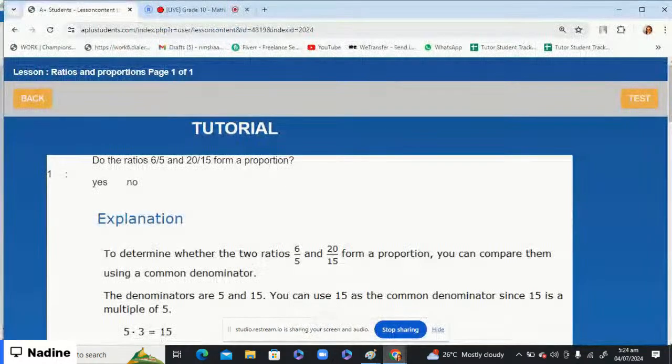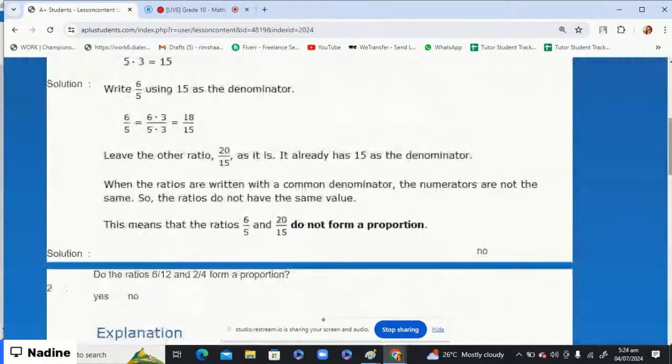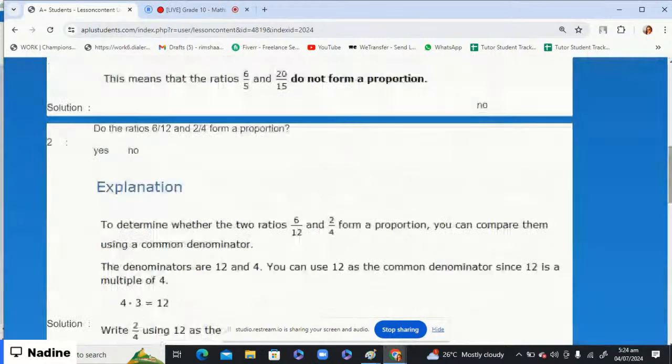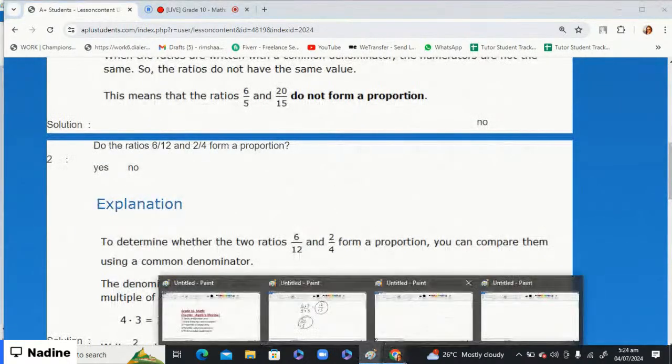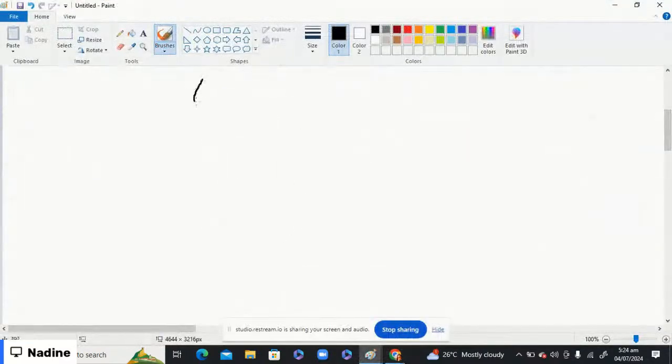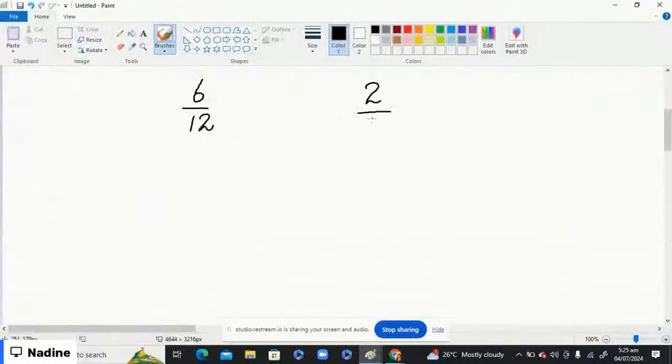Okay, let's do the next one, 6 by 12 and 2 by 4. So let's check it out. We write 6 by 12 and 2 by 4. Are these ratios proportions? So how can we check? We can check it this way.